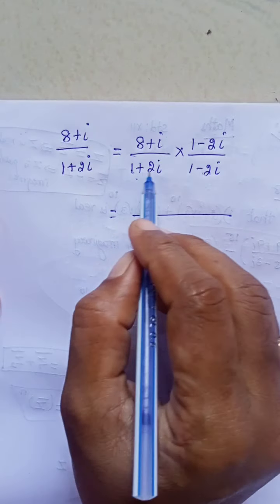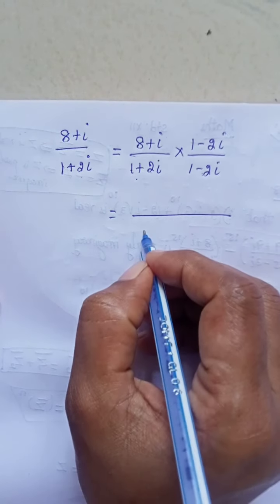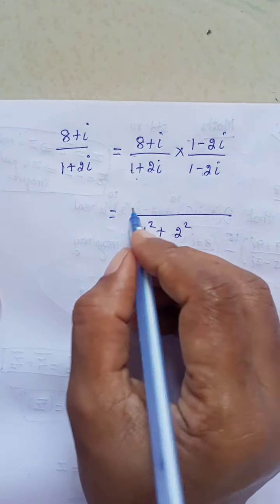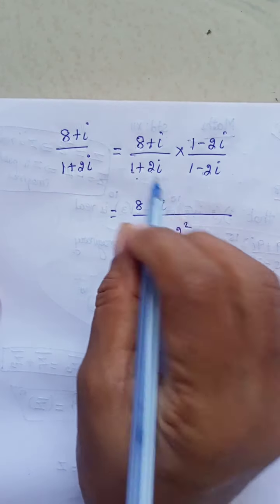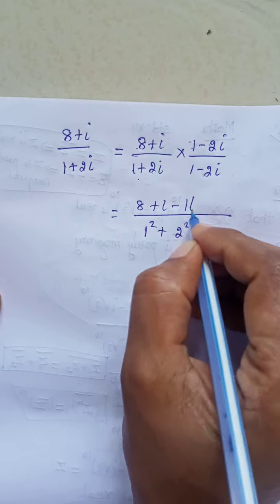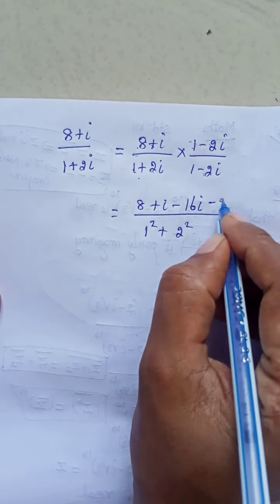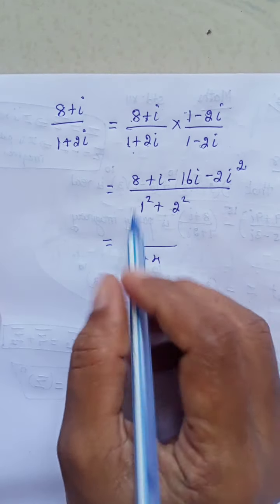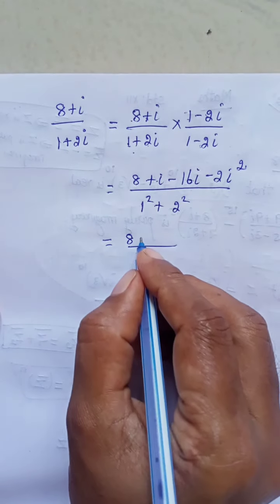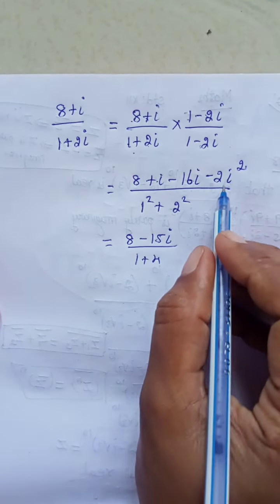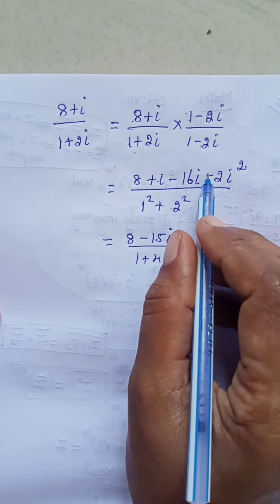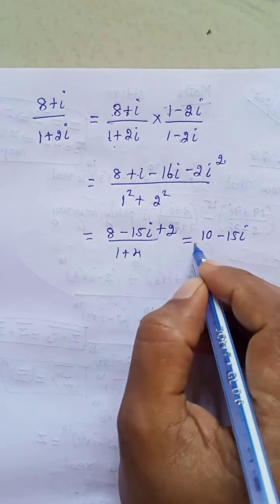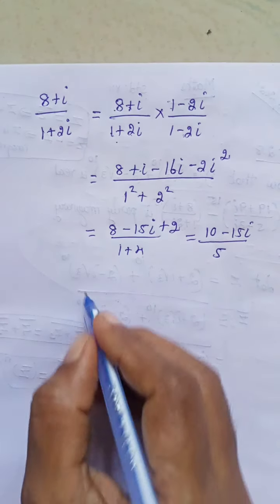Here, (x + iy)(x - iy), with x equal to 1 and y equal to 2, so 1 squared plus 2 squared. Multiply it: 8 + i times 1 - 2i gives 8, minus 16i, plus i, minus 2i squared. So this is 8 + i - 16i, which is minus 15i, and i squared is minus 1, so it becomes plus 2. So we get (10 - 15i) divided by 1 + 4, which is 5.